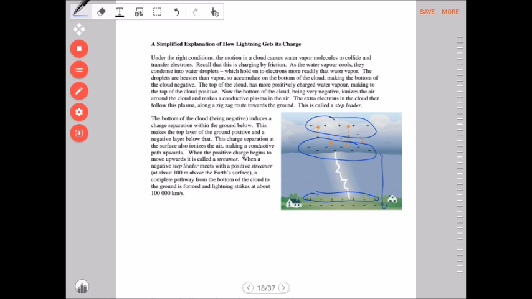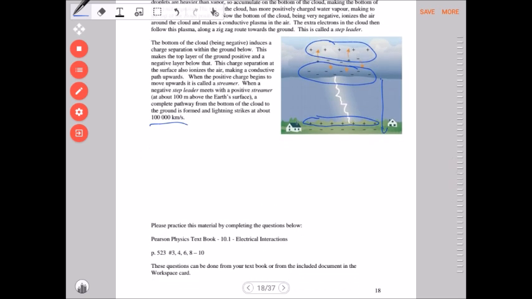When a negative step leader meets a positive streamer, and this happens about 100 meters above the surface, you've made a complete pathway from the bottom of the cloud to the ground, and lightning strikes. It's crazy. And when lightning strikes, it strikes about 100,000 kilometers per second. It's absolutely insanely fast. So there's no time to get out of the way of a lightning strike. Of course, that's why we're always so careful around lightning storms, because you don't want to be hit by that.